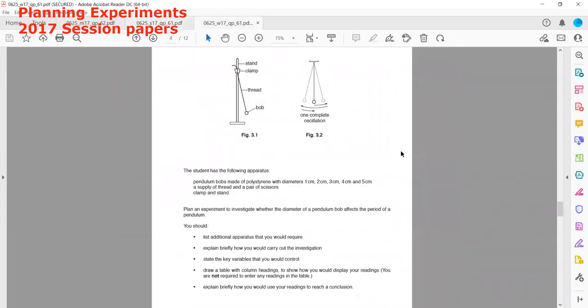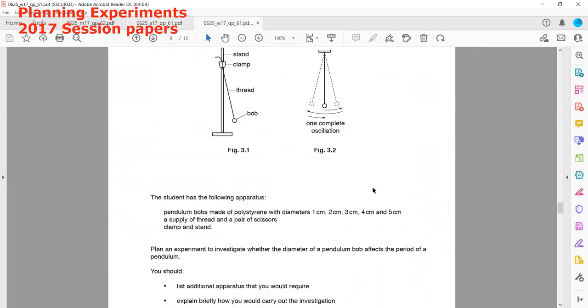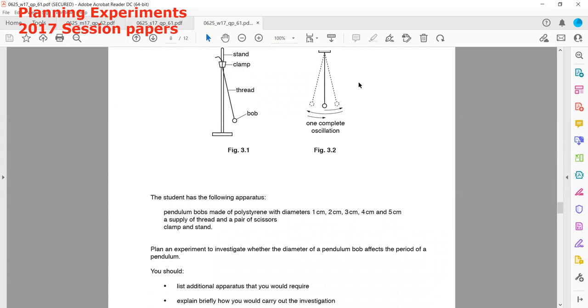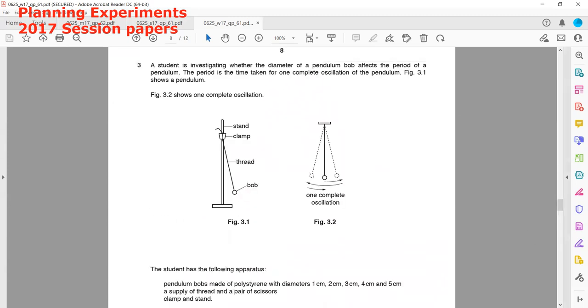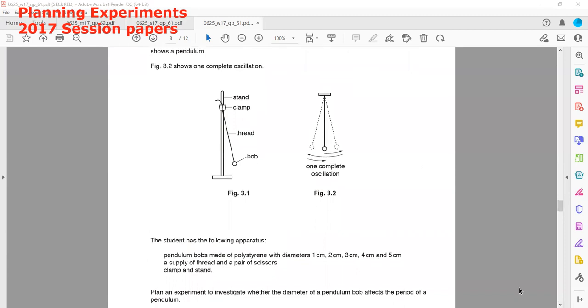Last October 17 paper, in which we have to plan an experiment. A student has the following apparatus. As you can see, this is a simple pendulum. The student is investigating whether the diameter of a pendulum bob affects the time period. So, is there an effect of the diameter on the time period of a pendulum?